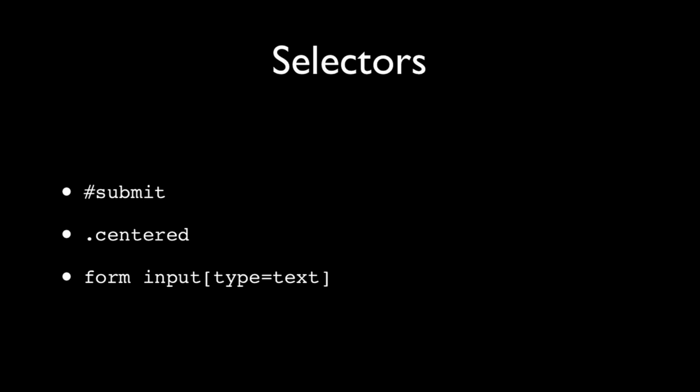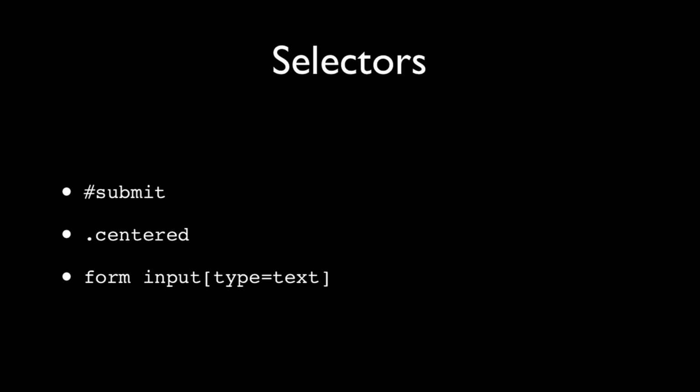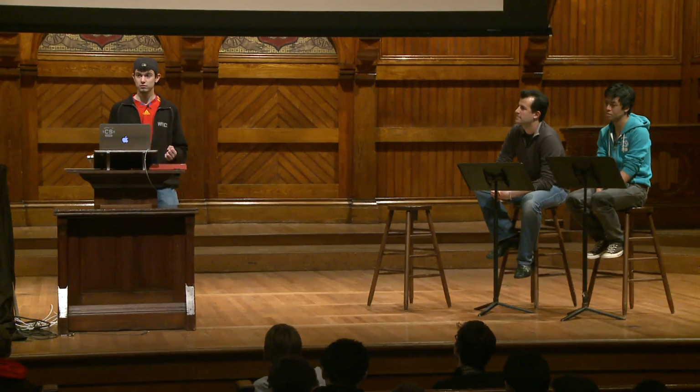So just a quick recap. This first one here, this hashtag submit, what is that going to select? Does anyone remember? Yeah, exactly. This is going to select an element on the page that has an ID of submit. And so that hashtag says this selector is going to work with IDs. How about the second one, this dot centered? What will that select? Yeah, class. Exactly. This is now going to select by class.